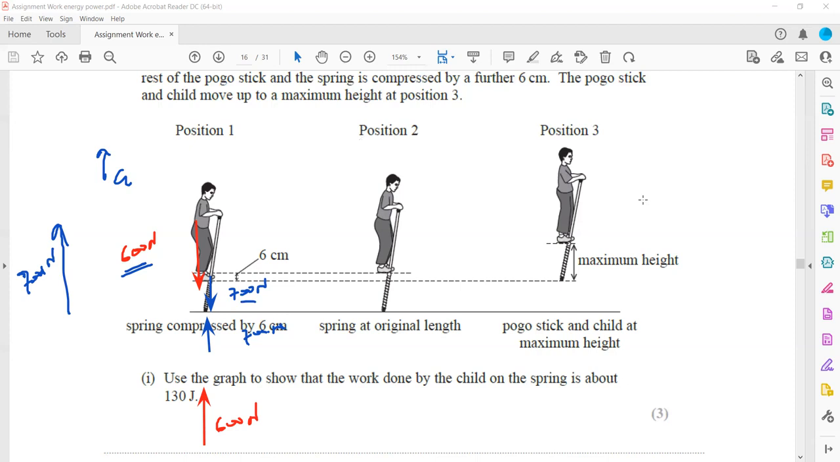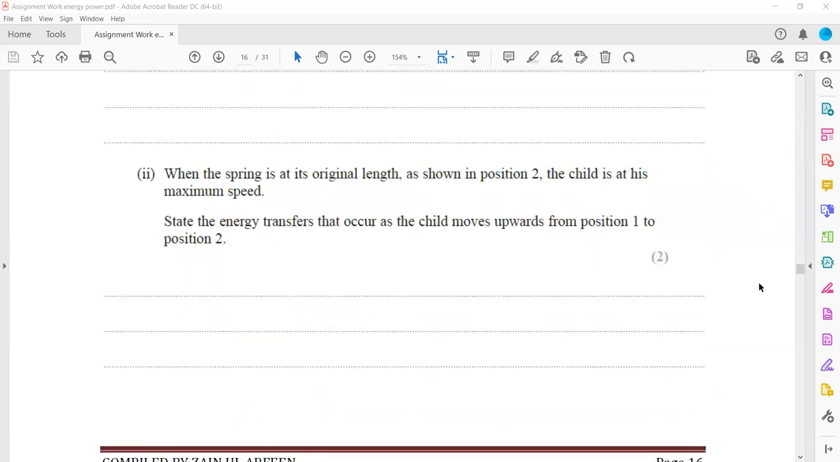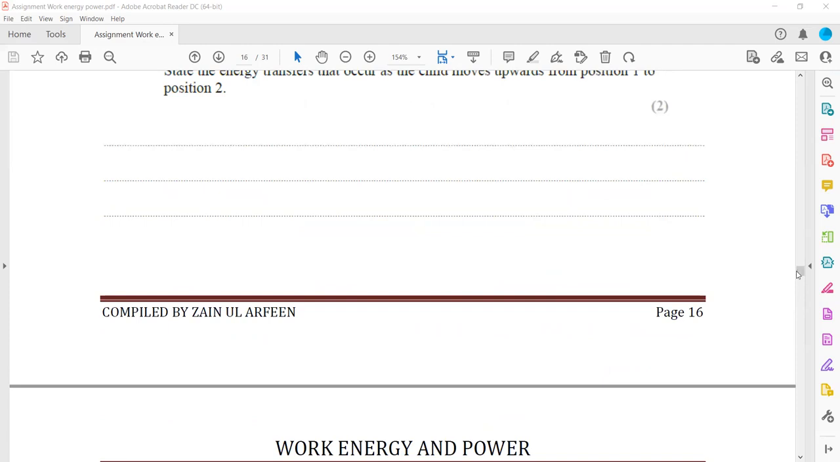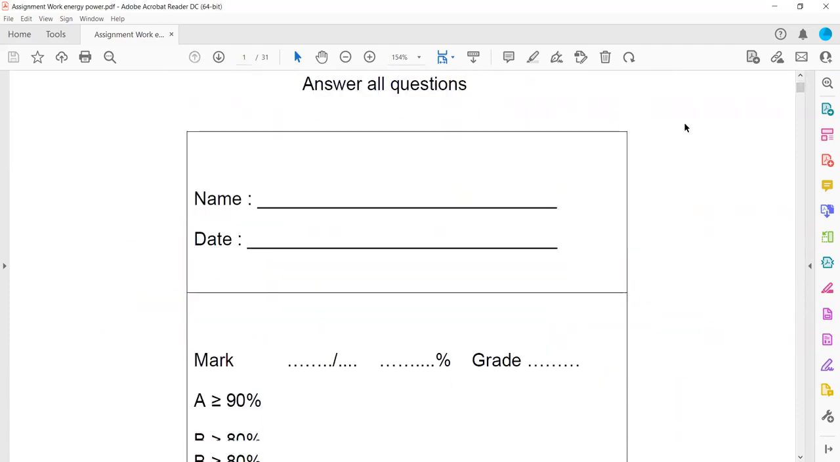So these are the questions from the assignment, work, energy, and power.